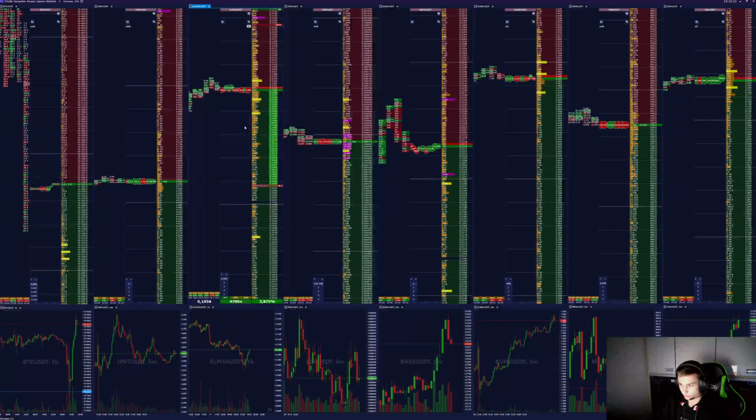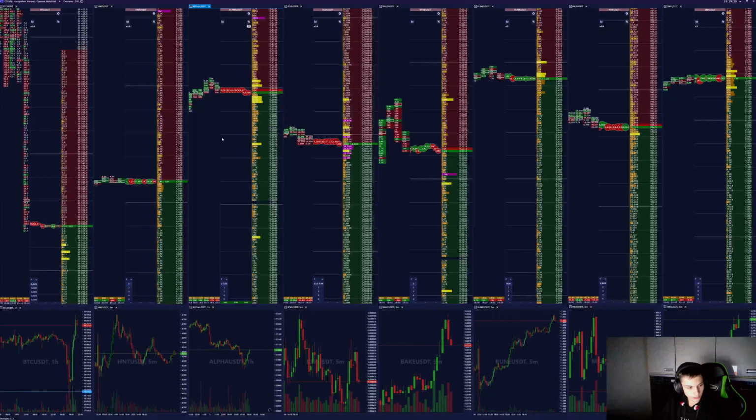So I wanted to close this position because Bitcoin started falling, and I think it will be a great profit. So yeah, plus 4%. It's very nice.